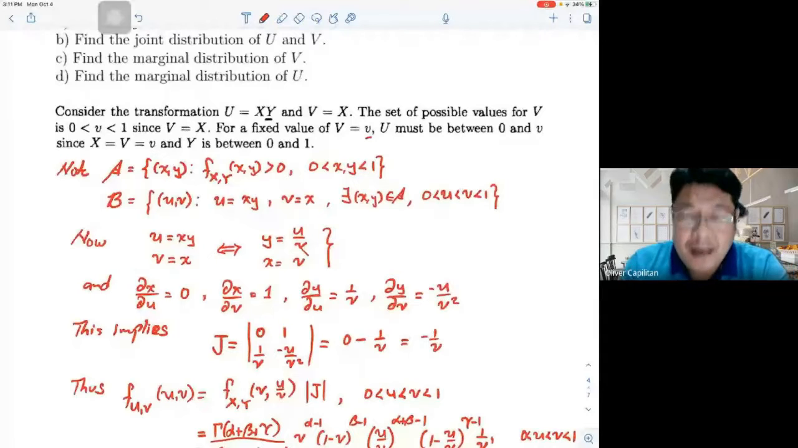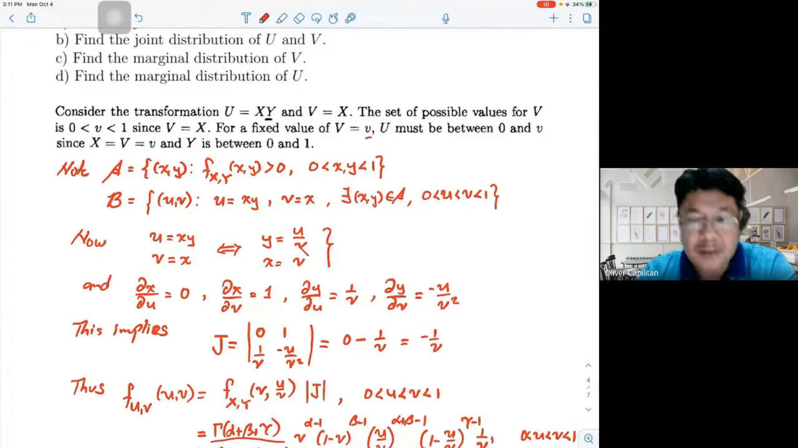So script A here is the set of all ordered pairs XY such that the joint PDF of XY is positive. And the values of X and Y here are between 0 and 1 exclusive. And then the script B, according to our definition, is the set of all ordered pairs UV such that we have the transformation: U is equal to XY, and V is equal to X.